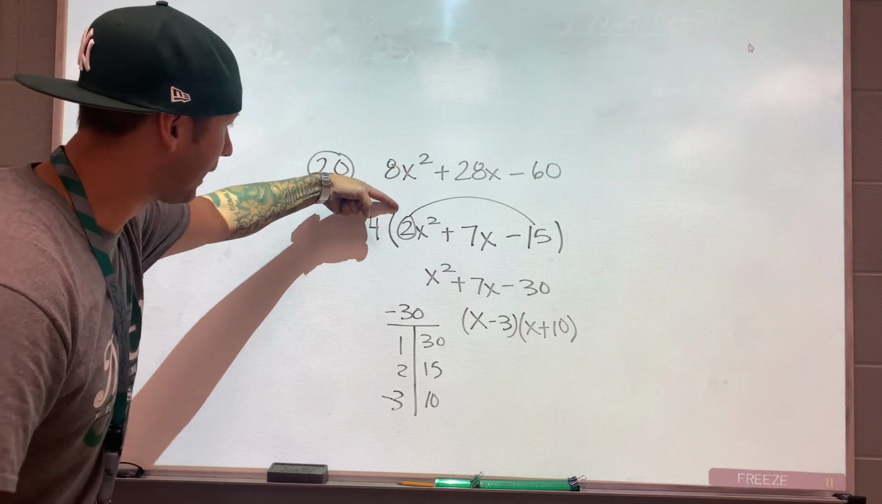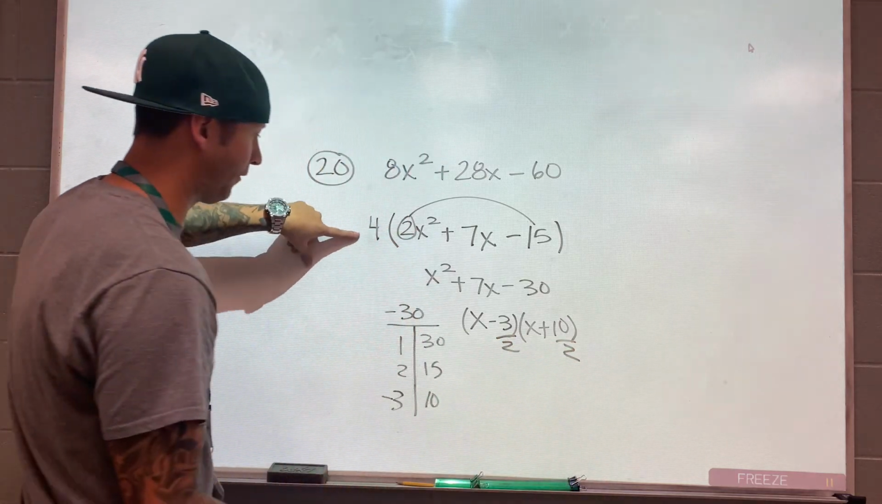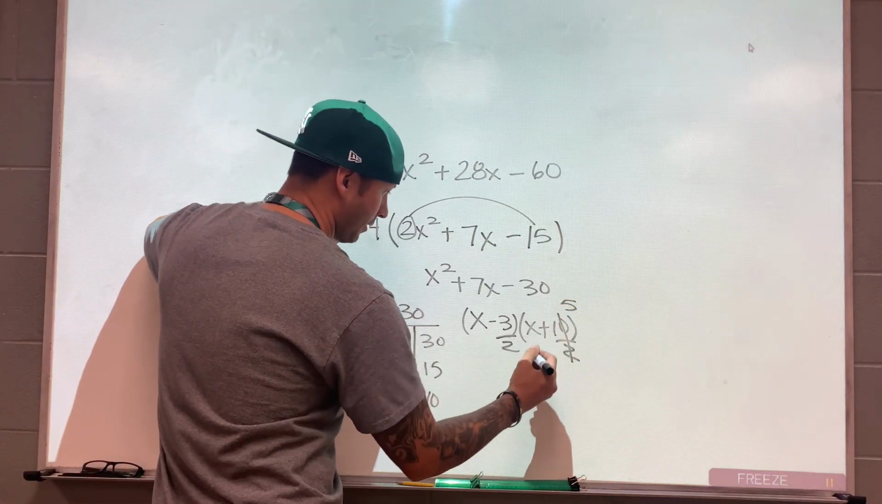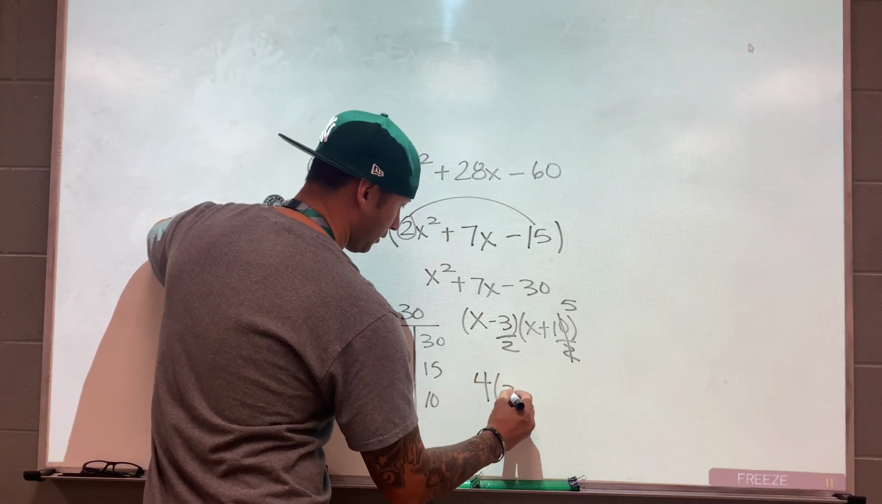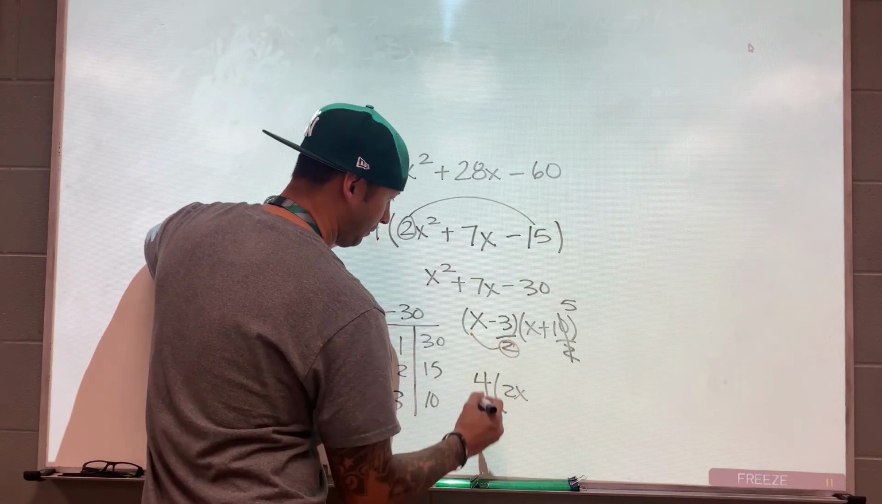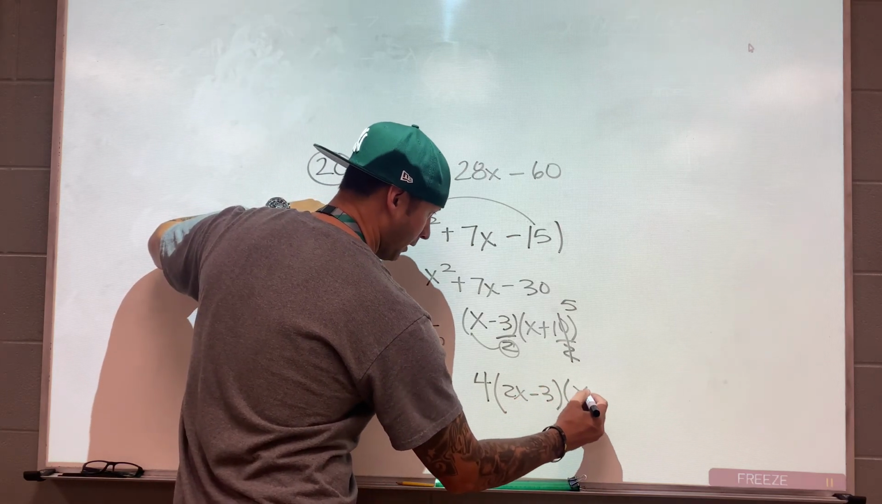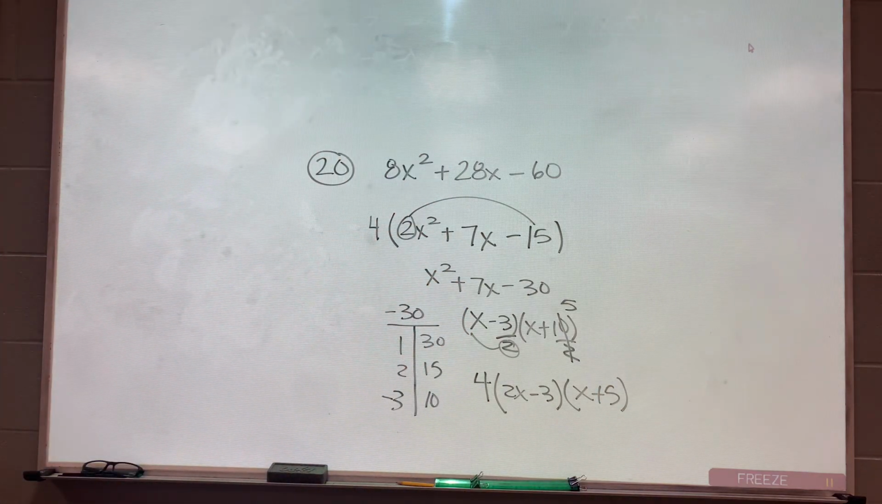But since we did the method, I got to divide a 2 out. And then we can't forget about the 4. So this is going to be 5. The 2 is going to come up. So 4, 2x, right, because the 2 goes up, minus 3, x plus 5. That one wasn't bad. That one was actually kind of fun.